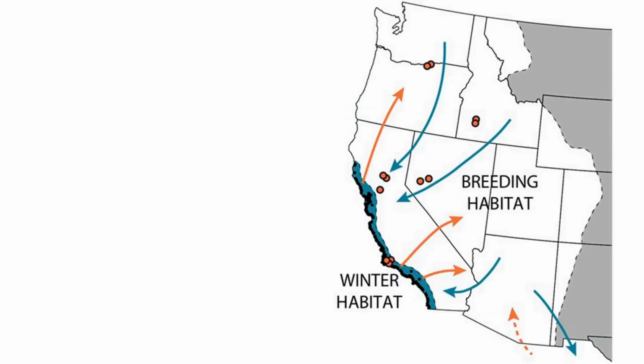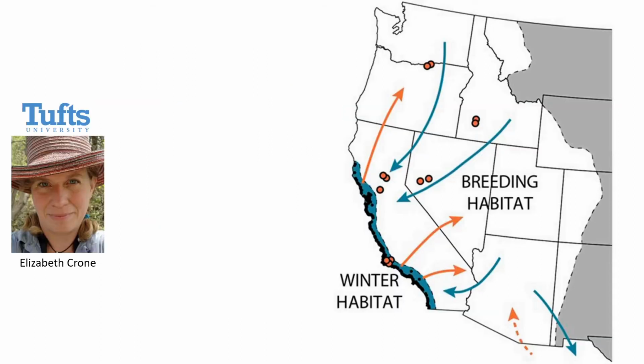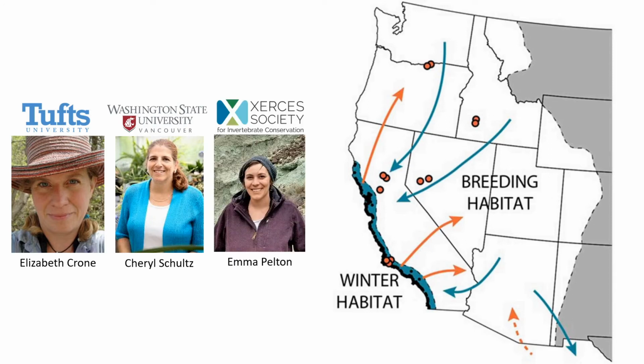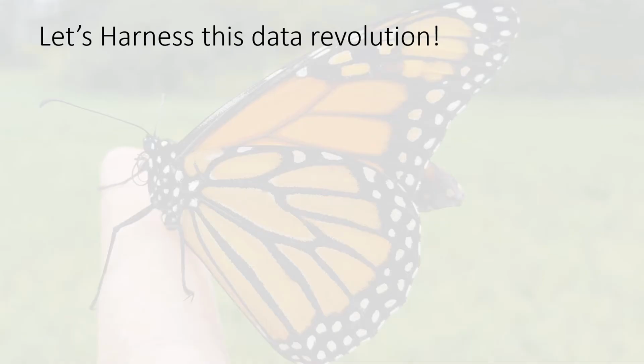In collaboration with Elizabeth Krohn, Cheryl Schultz, and Emma Pelton, I have worked to determine how monarch movement has changed as their population declined. One of the cool things about working with monarch butterflies is that because so many people are excited about them, we have substantial community science data. For example, many people use the smartphone app iNaturalist to report sightings of interesting plants and animals, including monarch butterflies.